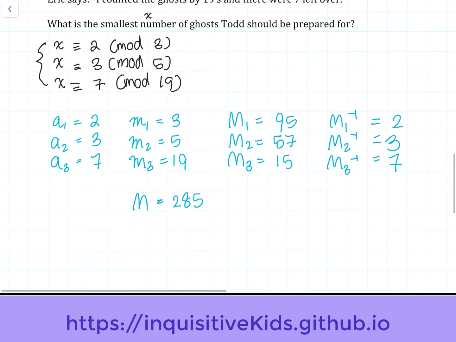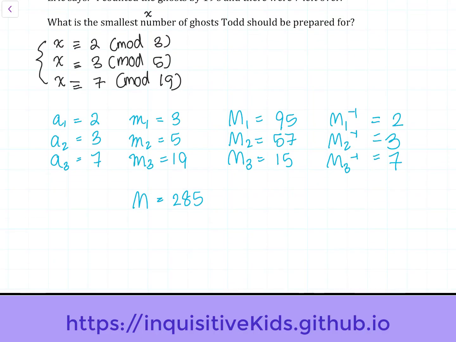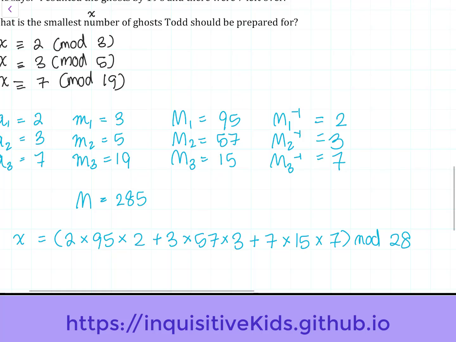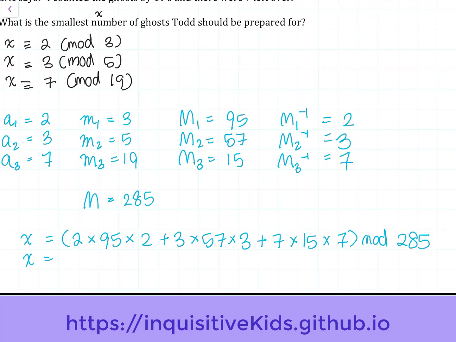Finally, we have all of our values down. Now we substitute. So x is equal to a1 times big M1 times the inverse of big M1 plus a2 times big M2 times the inverse of big M2 plus a3 times big M3 times the inverse of big M3 mod 285. After simplifying, we have 83 mod 285.